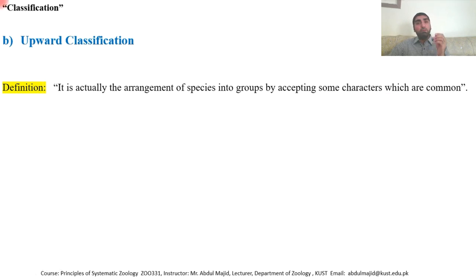So it is the arrangement of species into groups by accepting some common characteristics. For example, all the canines which have canine teeth are placed in one genus, known as Canis. So the dog, the jackal, the wolf are placed in one group, Canis. Why? Because they have certain common characteristics, the presence of the canine teeth.